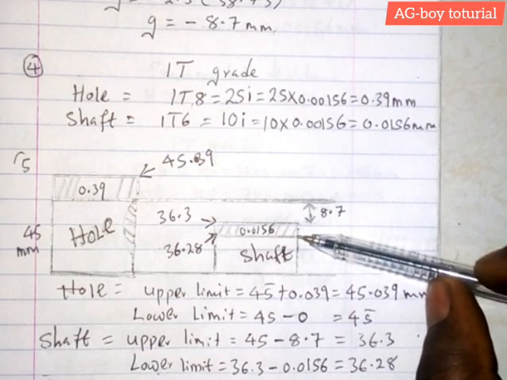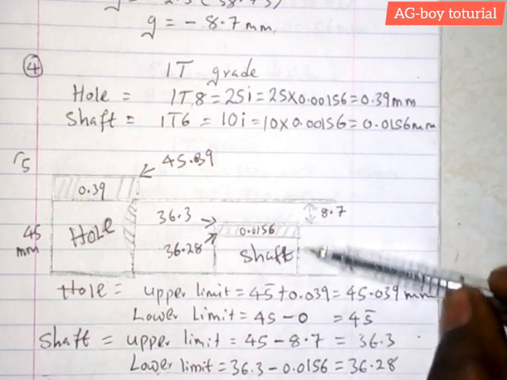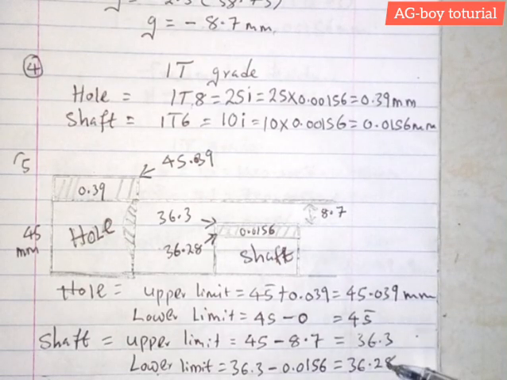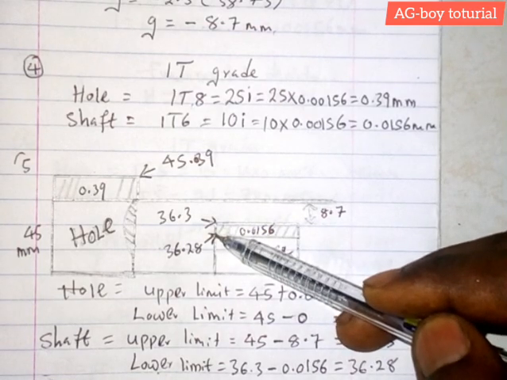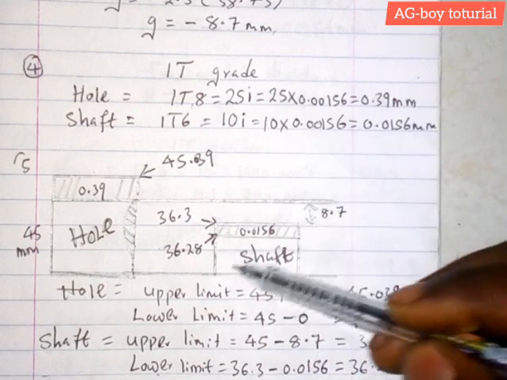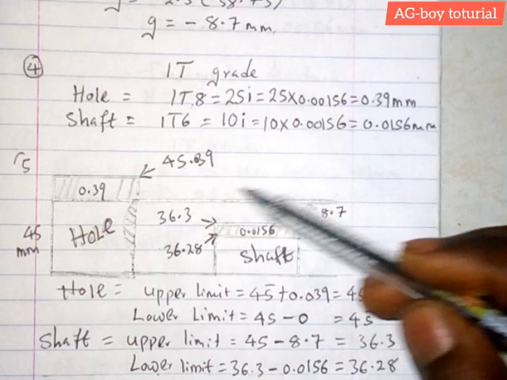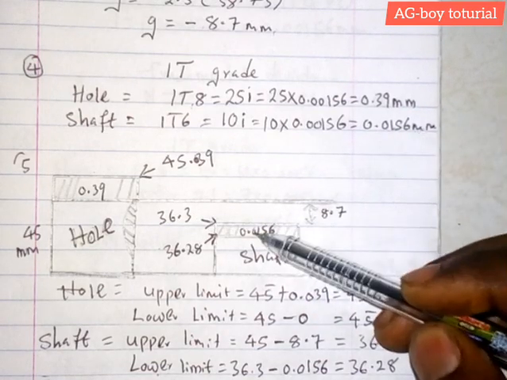Whatever you have here down to this side is the minimum size for our hole. And the minimum size for our hole is going to have 36.28. So from here to this place, which is our minimum size, is 36.28. Then our maximum size is 36.3. Our tolerance here is 0.0156, which is this one.